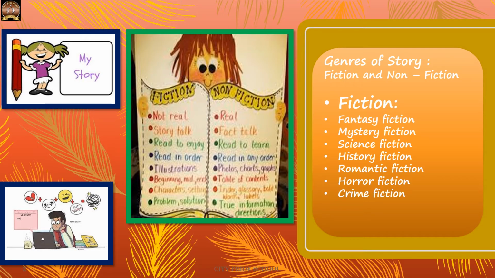There are two basic genres of story writing, that is fiction and non-fiction. Now fiction is something that we create, that we imagine and we write. Non-fiction is fact, which is based on reality. So when I say fiction, the different kinds of fiction genre can be fantasy, mystery, science fiction, historical fiction, then romantic fiction, horror fiction, crime fiction, sci-fi. So there are so many kinds of fictional stories that can come under fiction.